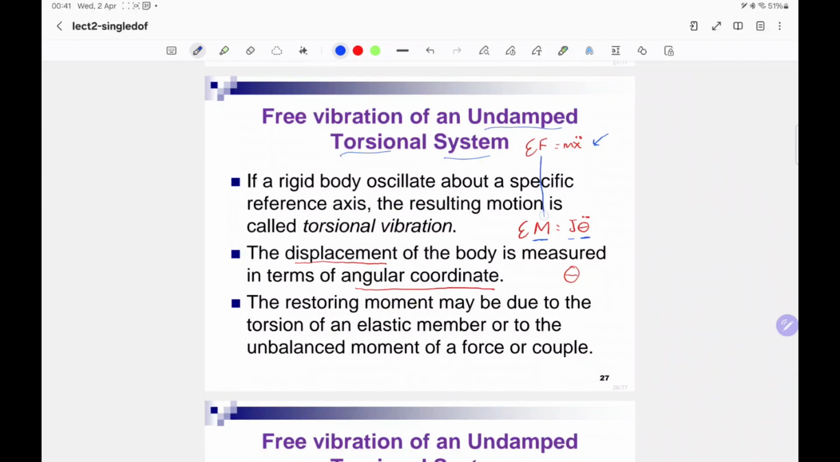So you can see the difference here. Force in torsional becomes moment, and mass in translational system becomes J, or second polar moment of inertia. For translational system we use x to represent the coordinate, but for torsional we use theta. So x double dot in translational becomes theta double dot for torsional.